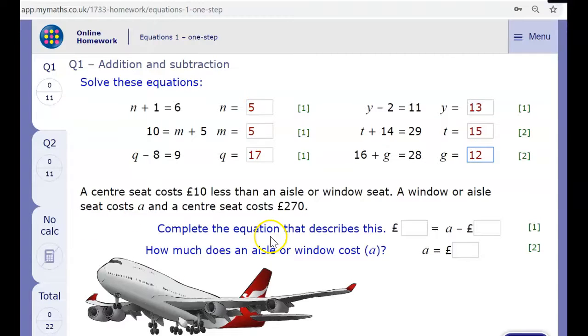And the second part of the question, a centre seat costs £10 less than an aisle or window. And an aisle or window is represented by the letter A. So if the centre costs 270, that is A minus 10, which means A is 280.